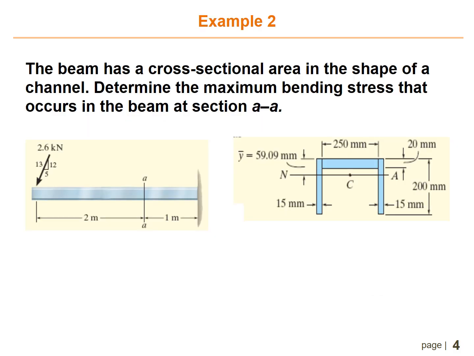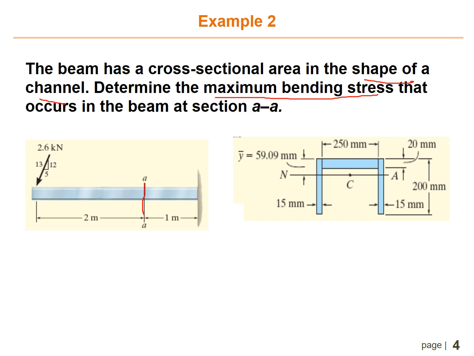For example number 2, the question is: the beam has a cross-sectional area in the shape of a channel. You must remember the cross-sectional area is the shape of a channel. Determine the maximum bending stress. The maximum bending stress occurs in the beam at section AA. This one is section AA.